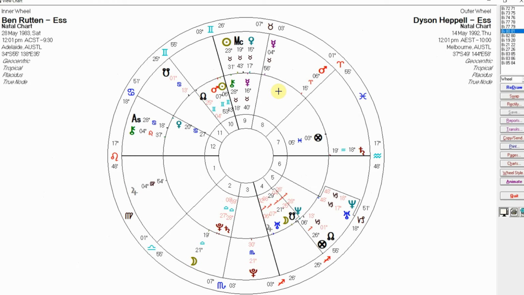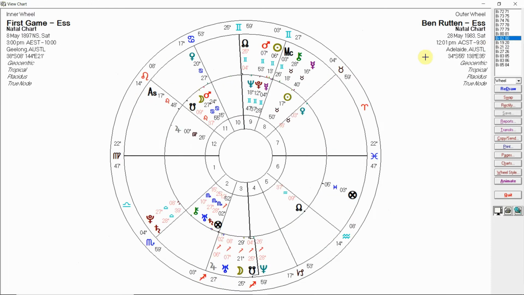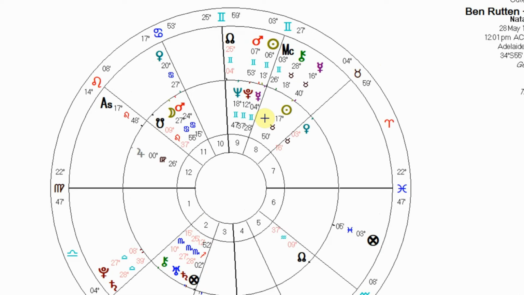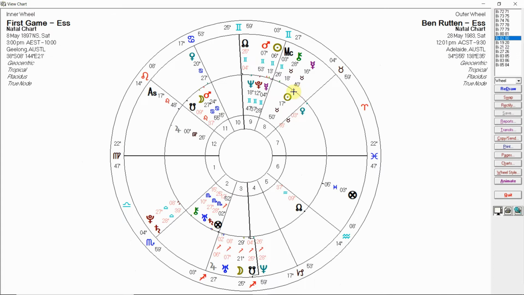Now Essendon's had a pretty poor year this year. They've only won 3 games, and 2 of those 3 games have been when these 2 areas have been activated, which I'll go through in the next video. If we look at the first game for Essendon, you can also see that the Sun is in a similar degree area here at 17 Taurus 50. It's a little bit wide, but that's close to the Mercury of the coach Ben Rutten. So the first game can play into this as well.